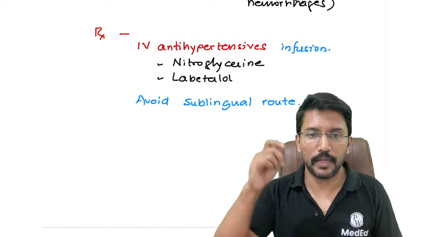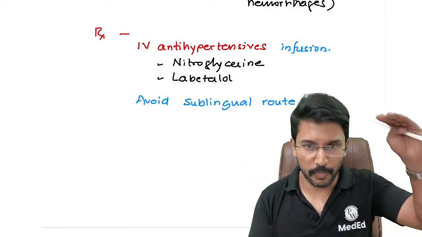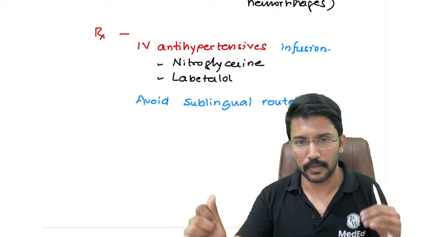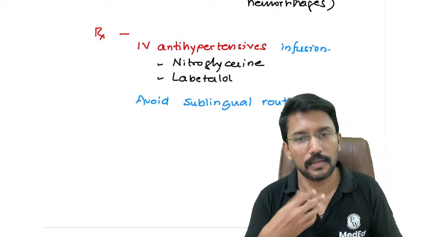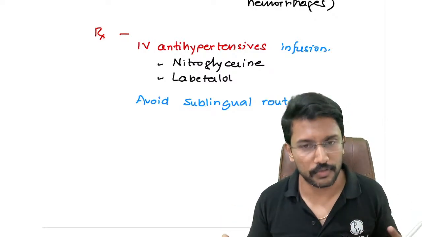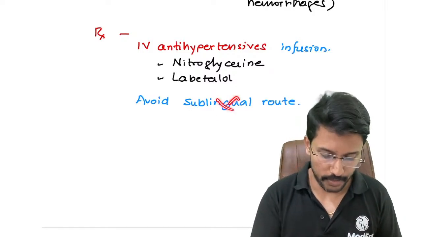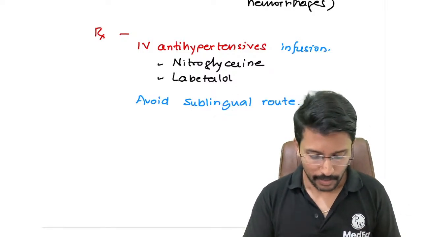See, when we are giving an infusion of labetalol, nitroprusside or nitroglycerin, if the BP starts dropping below the threshold we want, we can stop the infusion, right? Then BP will again start rising. But if I give a sublingual drug, the drug is all in the system. I don't have any control from outside. So if it is going to cause hypotension, it will. That is why we should avoid the sublingual route. Okay, so that is about hypertension.